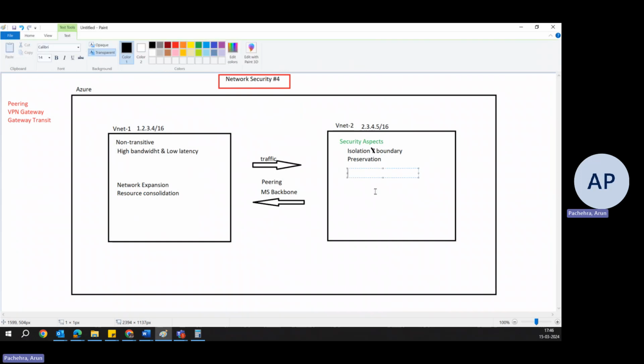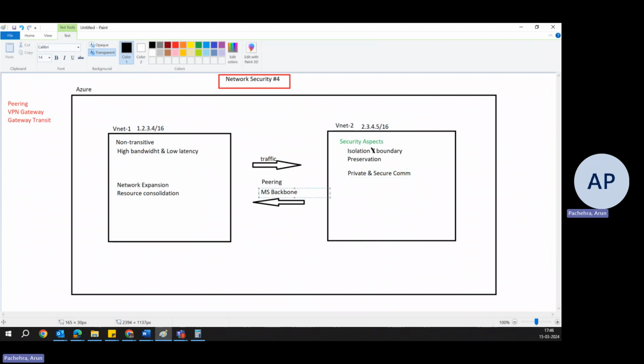Now, what else? Well, another one is, we have talked about it when we were talking about peering, but let's make a point here. Secure communication. Why? Because communication between peered VNets occurs entirely over the Microsoft backbone network, which is inherently secure and isolated from the public internet.